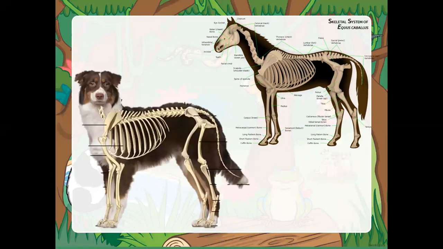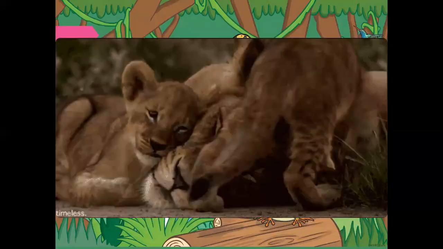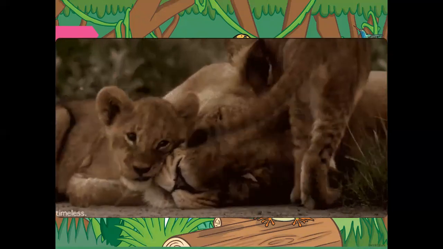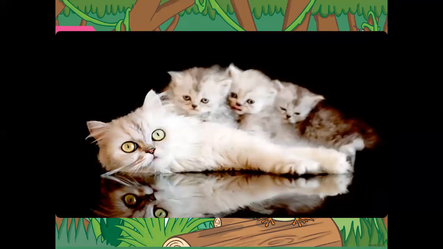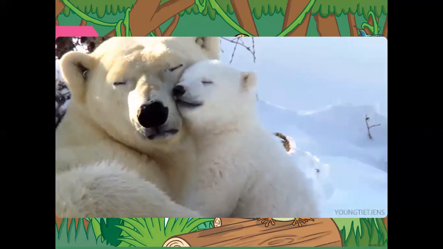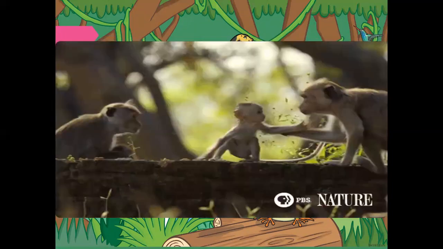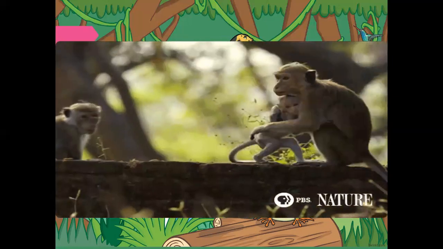Let's see here the dog. Can you see here the skeleton system inside the dog? The dog has hair or fur that covers the skin. It has lungs, gives birth, feeds babies with milk, has four legs, lives on land, and is warm-blooded. So he is a mammal. Can you see? The lion is a mammal because the female lion gives birth and feeds her babies with milk. The cat is a mammal. Polar bear. Wow, monkey.